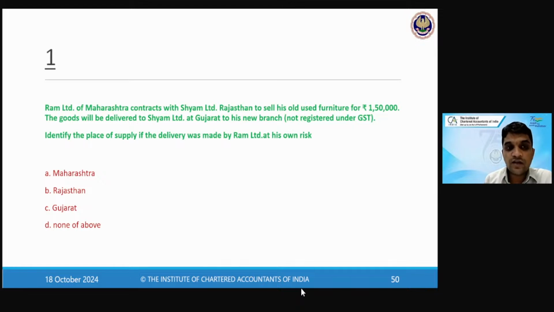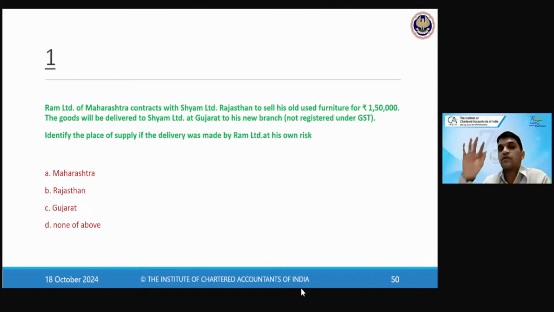When Ram Limited of Maharashtra contracts with Sham Limited of Rajasthan to sell his old furniture for 1,50,000 rupees, goods were delivered to Sham Limited at Gujarat. Now, what will become the place of supply? It will be Gujarat itself, right?